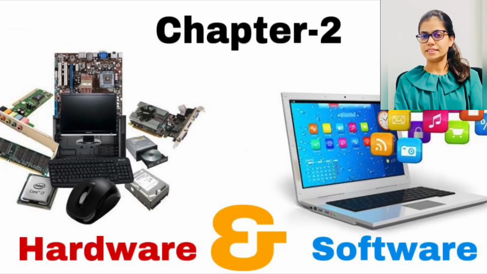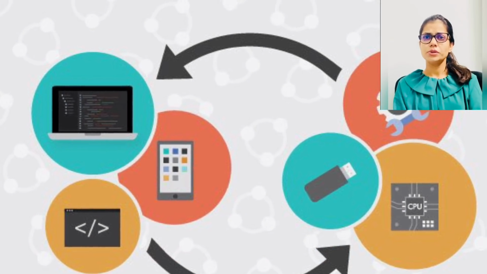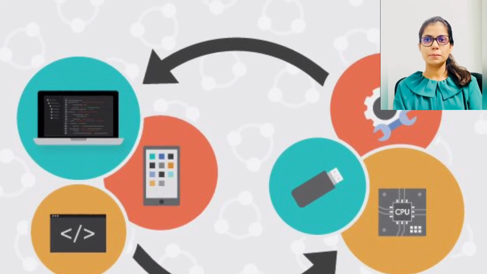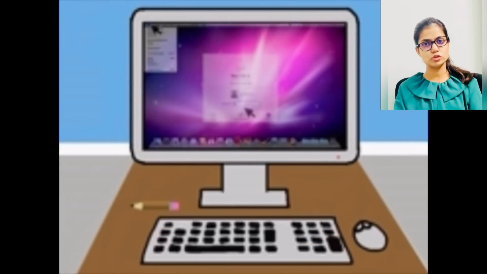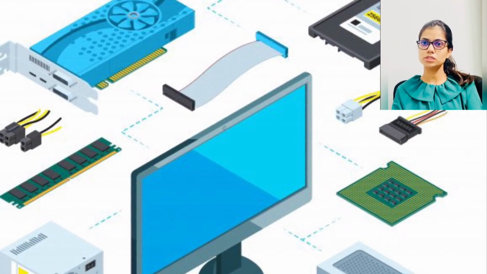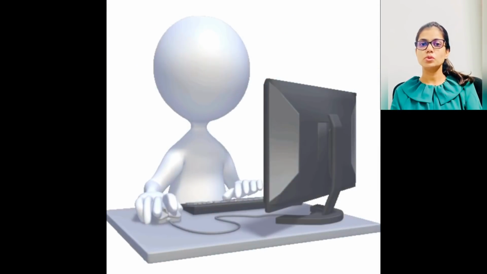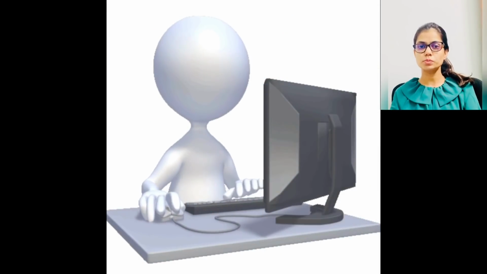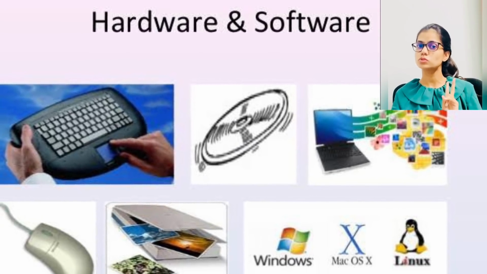So, let's start our next chapter, hardware and software. Now, children, you have understood that computer is an amazing machine that can do different types of jobs. Am I right? Yes, but it has different parts that work together to form a computer system. So a computer has two basic parts. First one hardware and second is software.